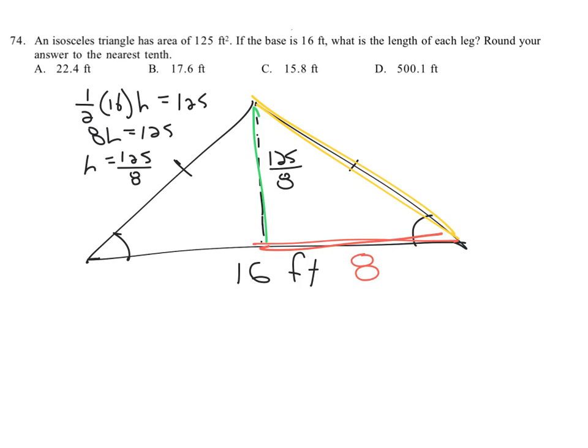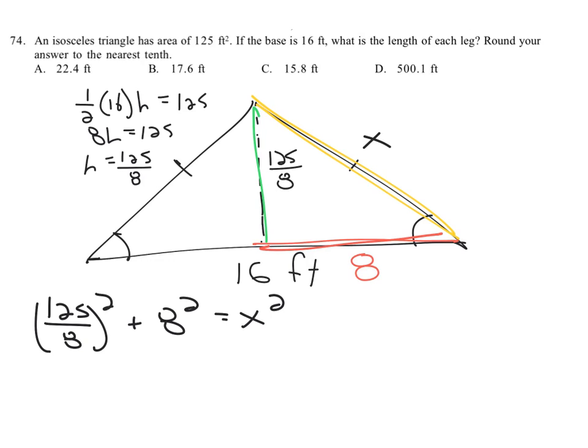So we can say 125/8 squared plus 8 squared equals that leg squared, okay? And I'm just going to call it the hypotenuse squared. I'll call it x squared. Okay, so you can do the math to finish this.